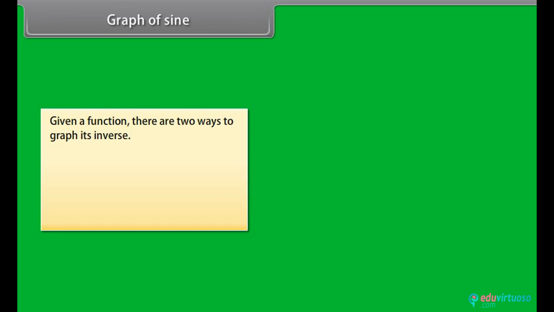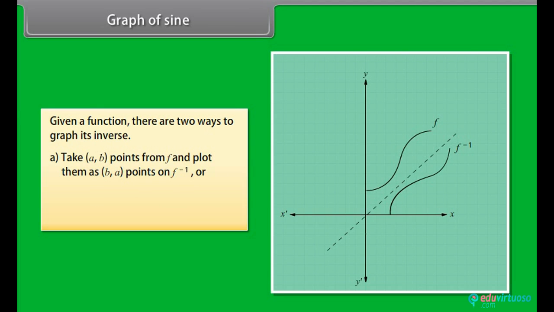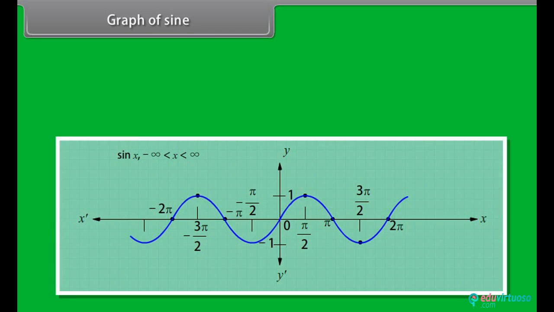Graph of sine. Given a function, there are two ways to graph its inverse. First, take a, b points from f and plot them as b, a points on f inverse. Or, second, rotate the graph of f about the line y is equal to x. We will begin this discussion by finding the inverse of the sine function. This is the graph of f of x is equal to sin x.